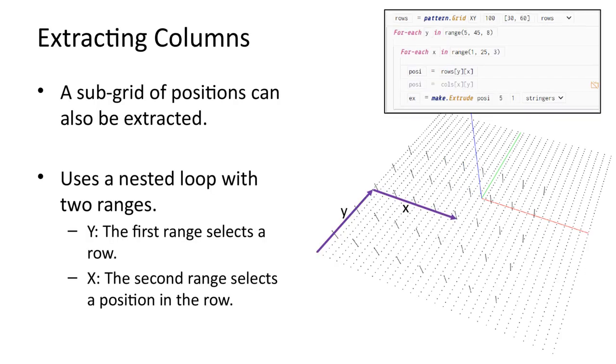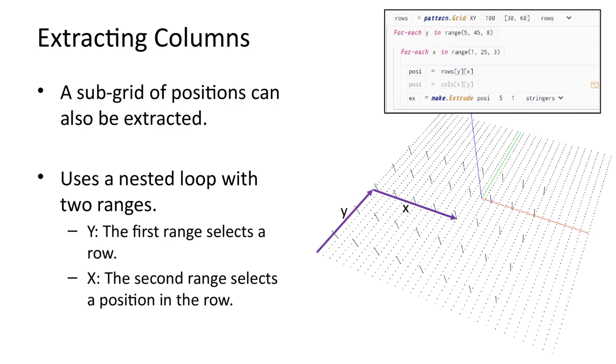Finally, you can also select positions in the grid using 2 range functions. The first range is applied in the y direction to select specific rows. The second range is applied in the x direction to select a specific position in the row. In the code we can see that this is done using 2 nested for each loops.